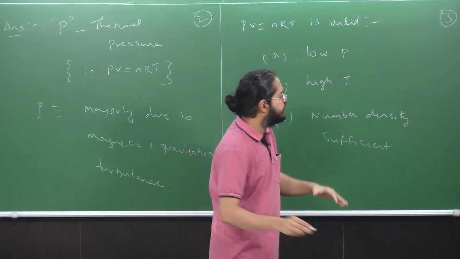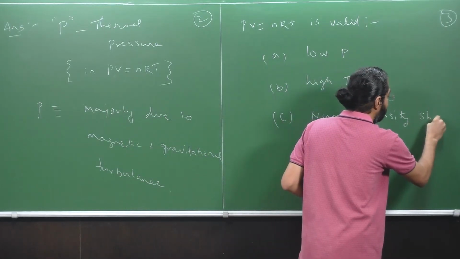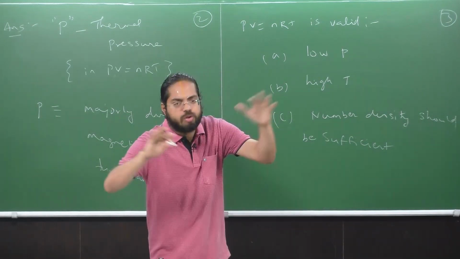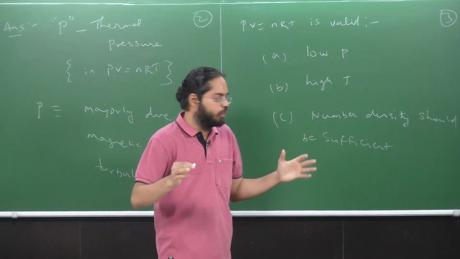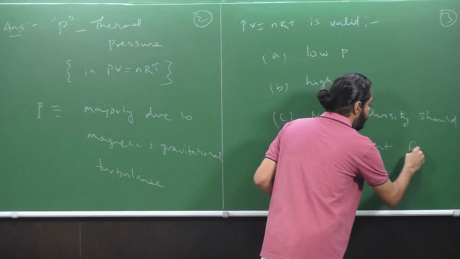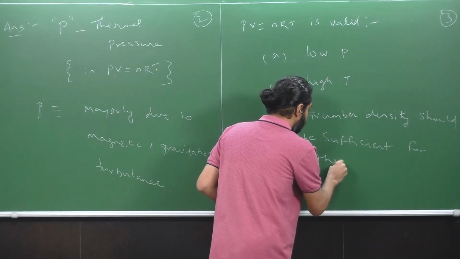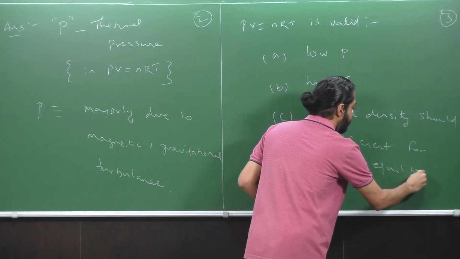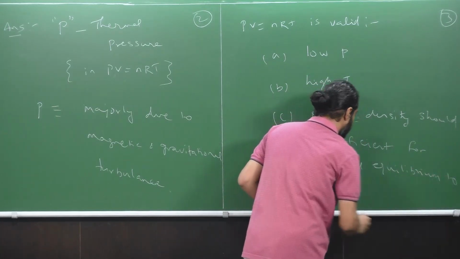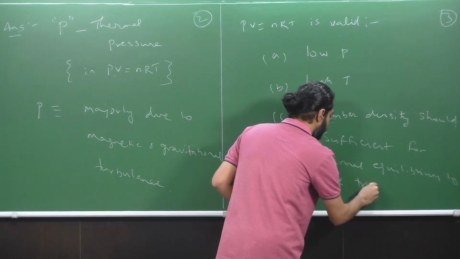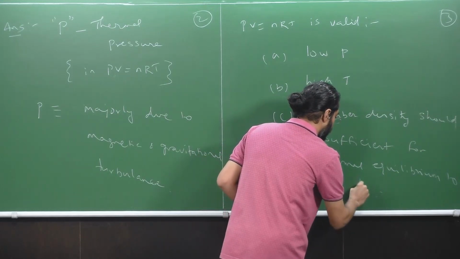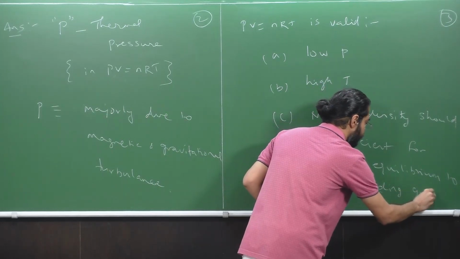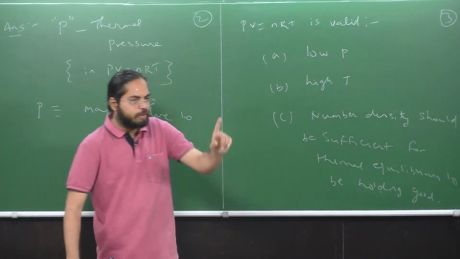The number density should be sufficient for some sort of a local thermal equilibrium to hold good. Okay, so please note it.